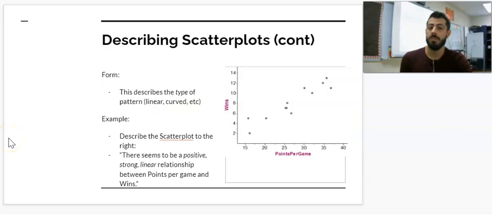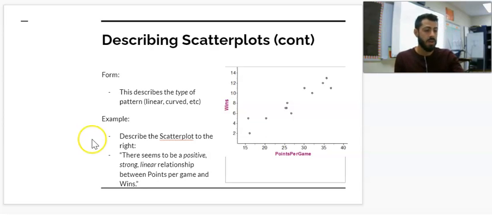Then we have the form, right? We're going to focus a lot on the linear patterns, but it is completely within the realm of possibility that you have a curved relationship, the form is curved. So if it's an exponential data set or if it's a quadratic pattern following data set, it could be curved up or down. So that is something we will eventually get to. But for now, most of the time we'll have a linear form.